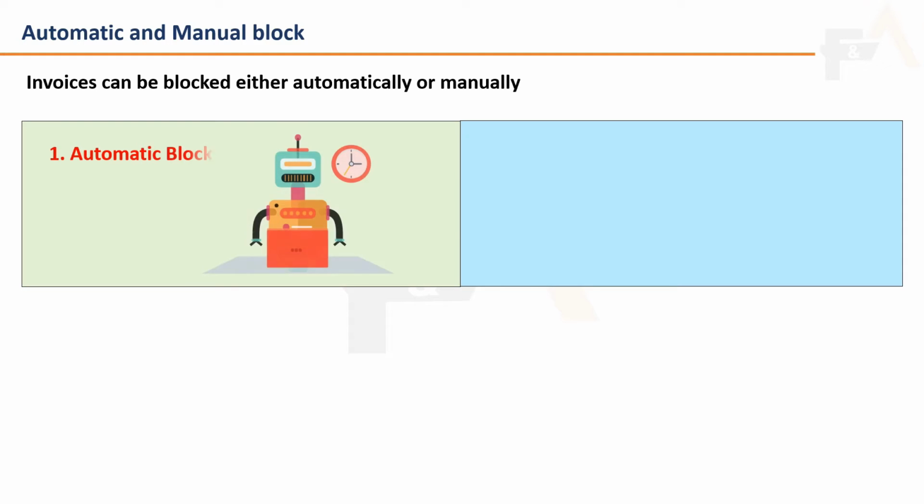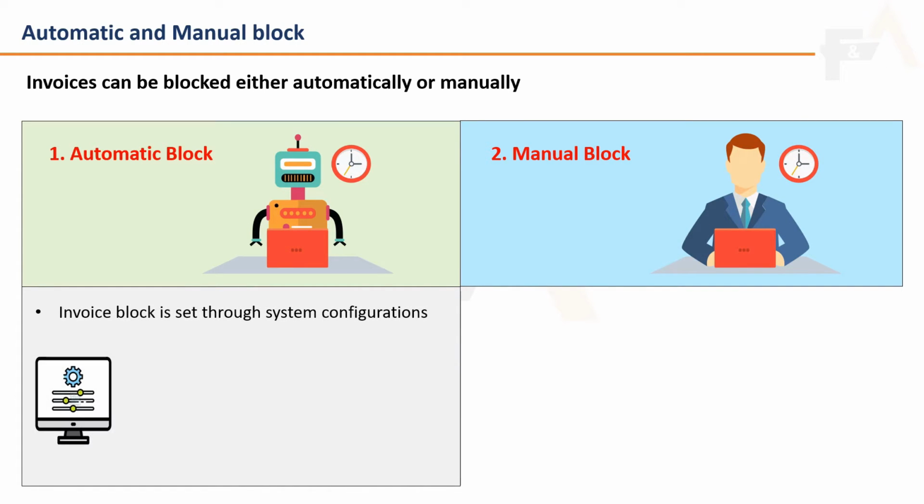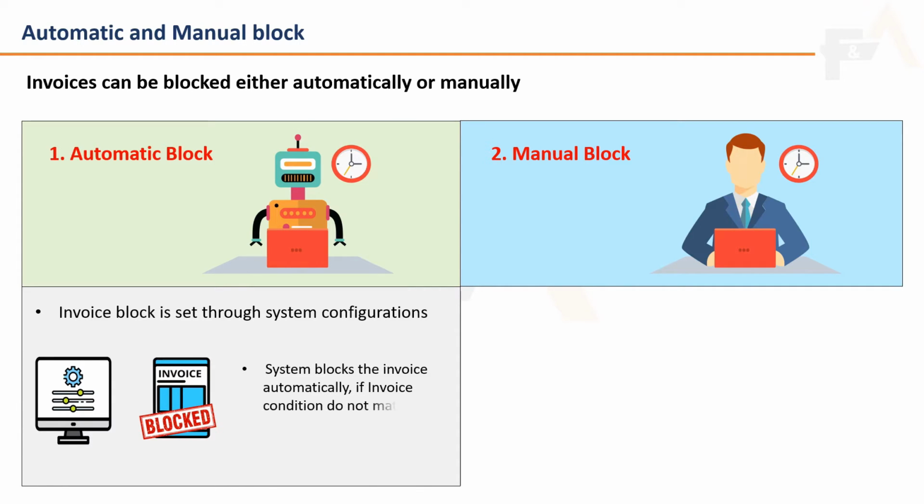Invoices can be blocked either automatically or manually. Automatic blocks are set through system configurations. If the invoice conditions do not match the parameters set in the system, then the invoice is automatically blocked for further processing.